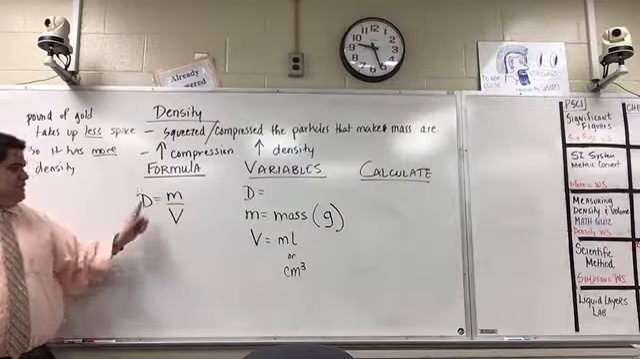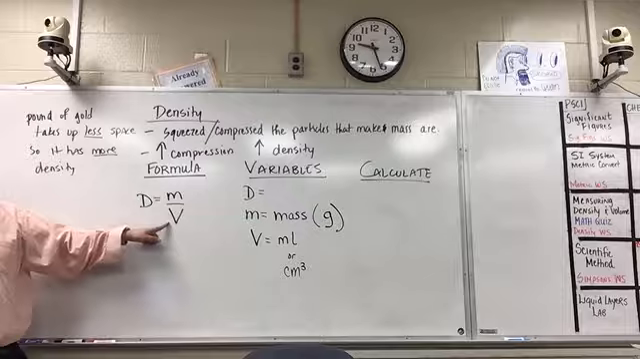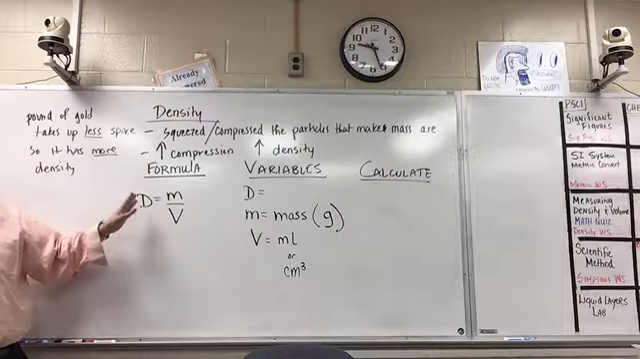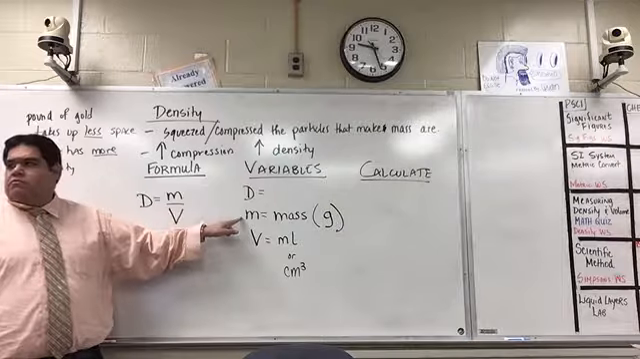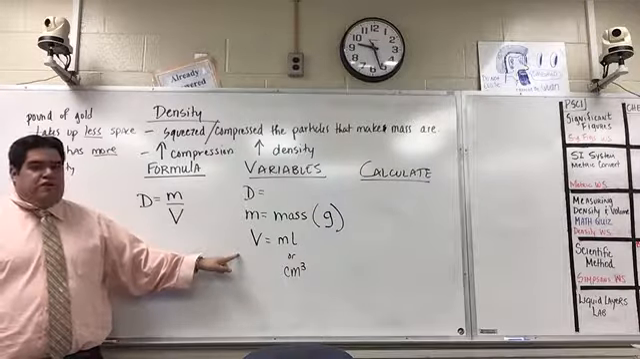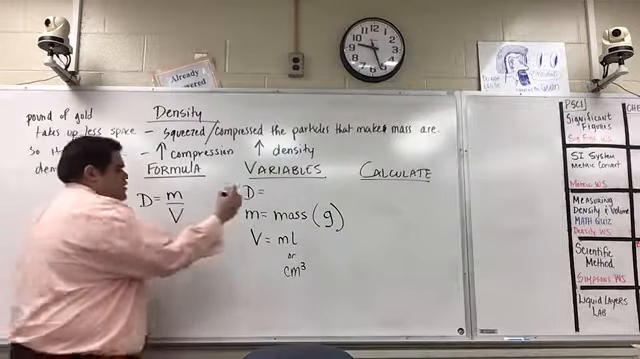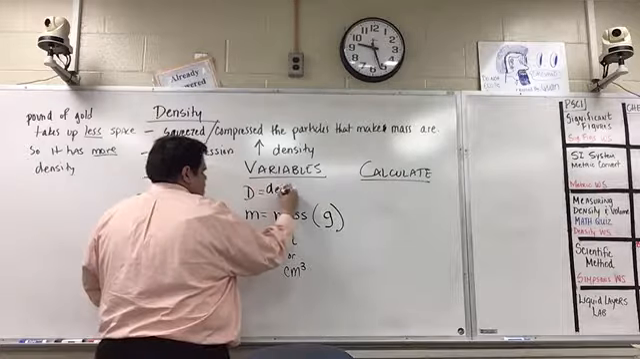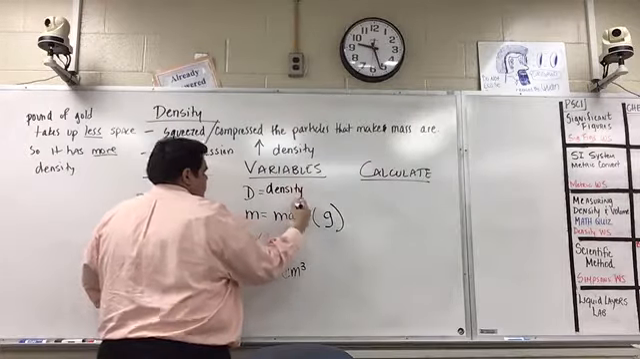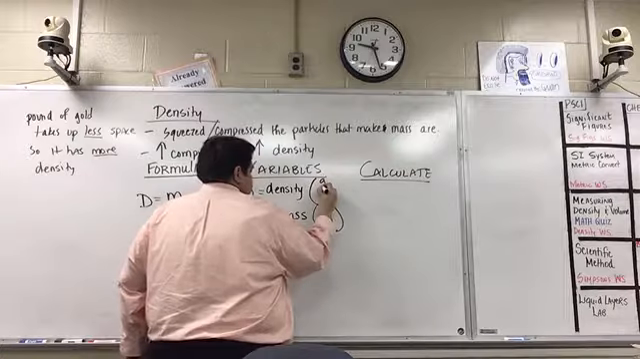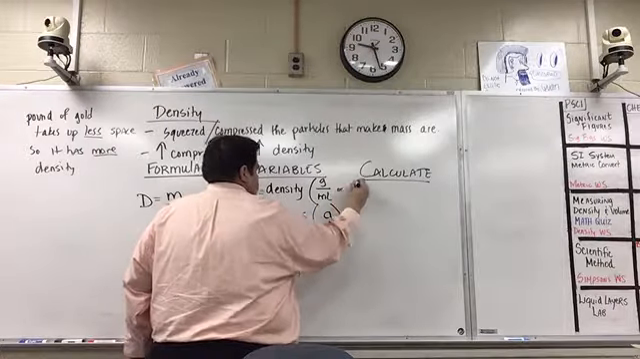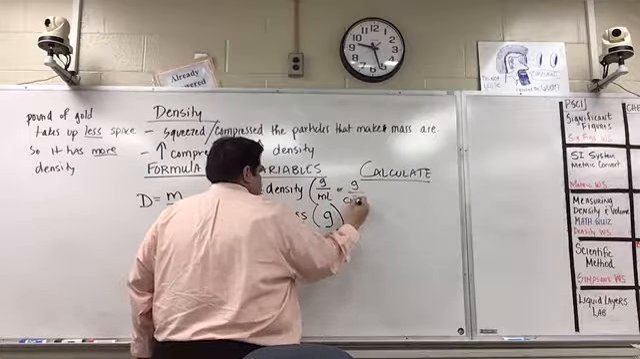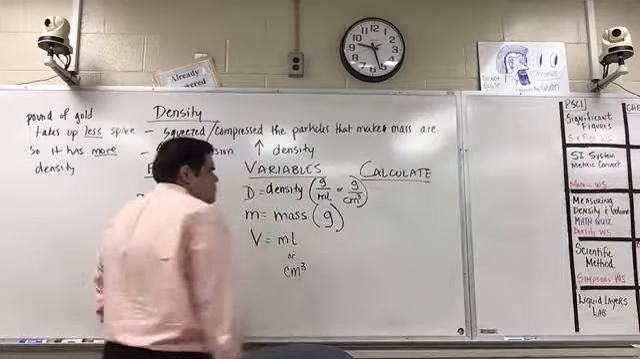Density is mass divided by volume. So the unit for density is going to be whatever the mass unit is over whatever the volume unit is. This stands for density. So in this case, it could be grams over milliliters, or it could be grams over centimeters cubed.